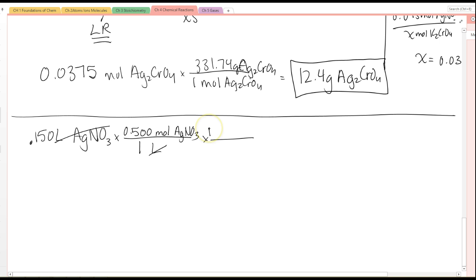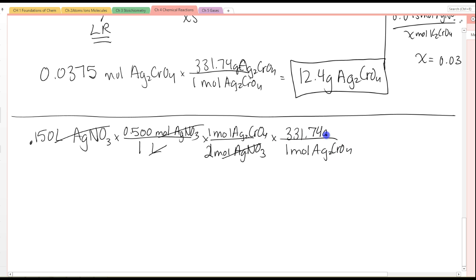Then I know that from the stoichiometry, there's 1 mole of silver chromate per 2 moles of silver nitrate. And then finally, so I've done moles of silver nitrate to moles of silver chromate, I need to convert this to grams. And that gives me an answer of 12.4 grams of Ag2CrO4. Now, having done the problem previously, I know that that's my limiting reactant, but if you just did this approach, you would need to go and show then that the other one was in excess.